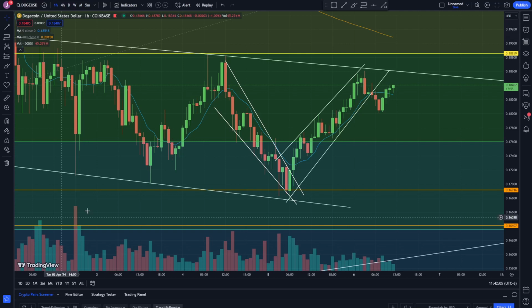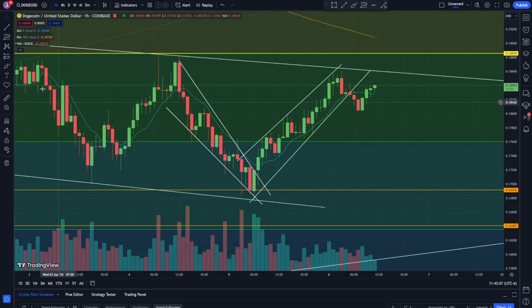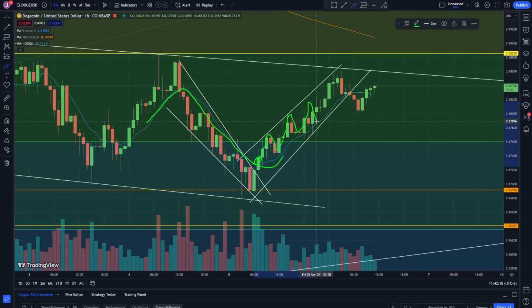Let's take a look at the chart action for Dogecoin. Okay, so in my last video, I was watching this falling wedge right here, and we had a little breakout going to the upside. We also broke the 9 moving average on the 1 hour time frame right here, and ever since then we've been getting support on it.